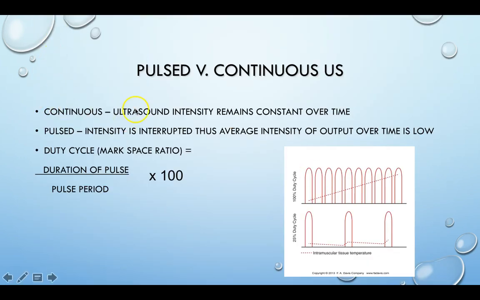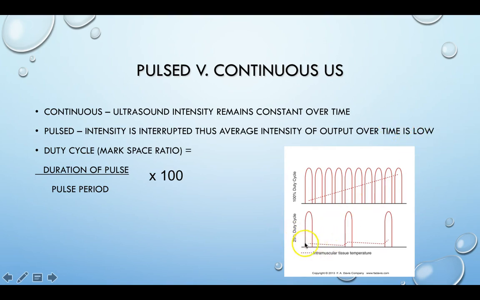So again, continuous, the ultrasound intensity remains constant over time. So we see that here where we constantly have this tissue temperature increase happening. So again, usually used for thermal. Pulsed, we're going to interrupt that average intensity of the output over time. And so then the intensity gets lower.